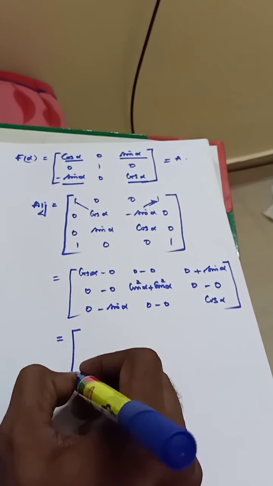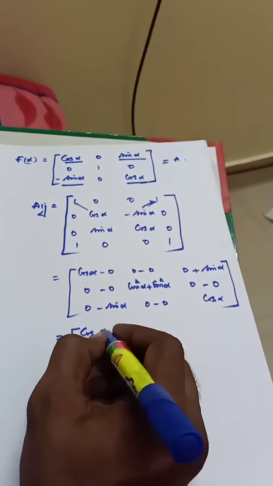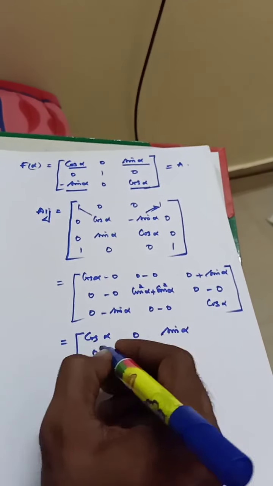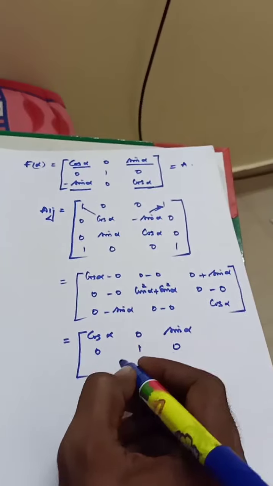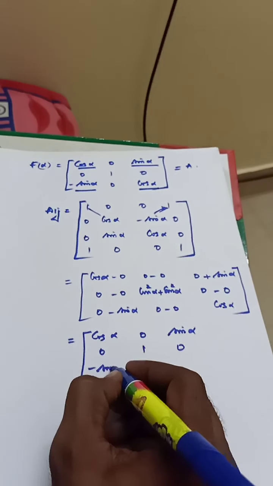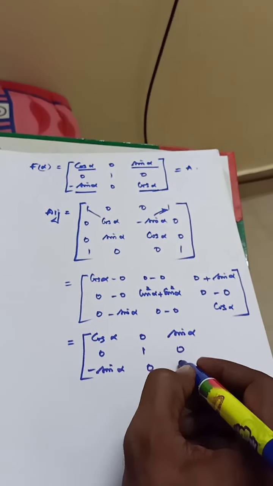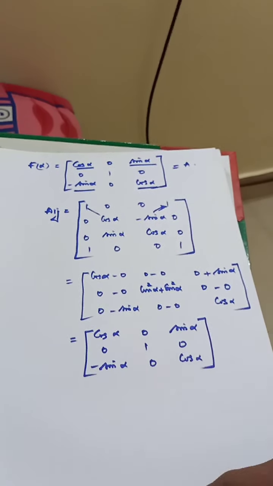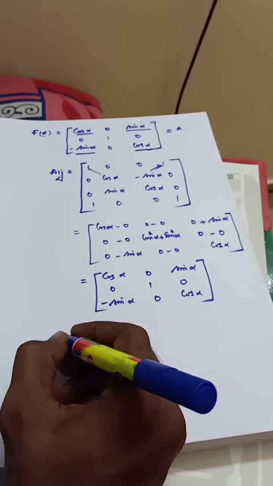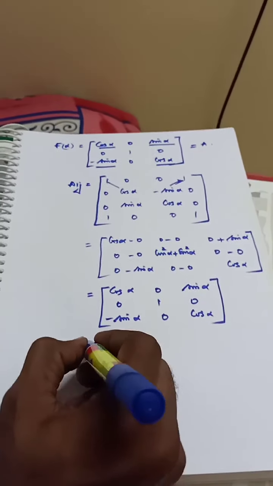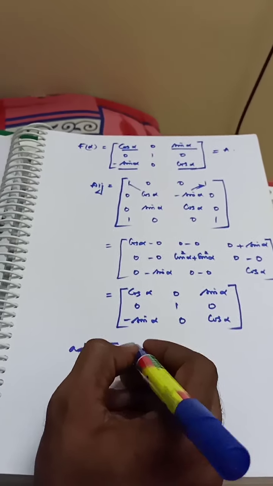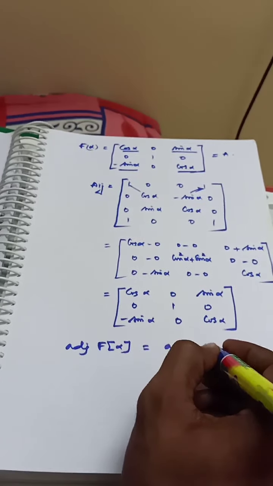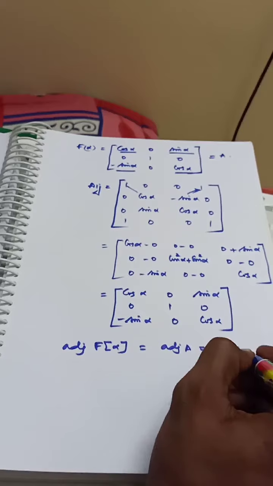Once again we will rewrite: cos alpha, 0, sin alpha; 0, 1, 0; minus sin alpha, 0, cos alpha. So this is our cofactor matrix. So what is our adjoint of f of alpha? It is nothing but adjoint of A, that is nothing but Aij transpose.